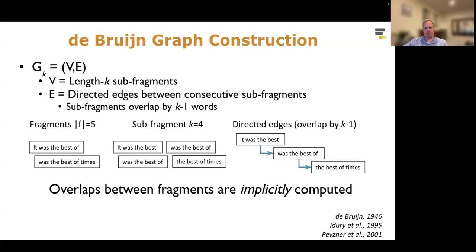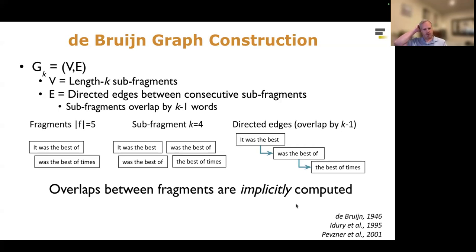The framework was invented in the 1940s by a mathematician, De Bruijn, but starting in the late 90s and 2000s has been heavily adopted for genome analysis. It has some really nice properties, especially for short reads, that make it quite efficient to catalog all these overlaps and be able to build a graph of even very large genome assembly problems. The graph is constructed in a somewhat counterintuitive way.